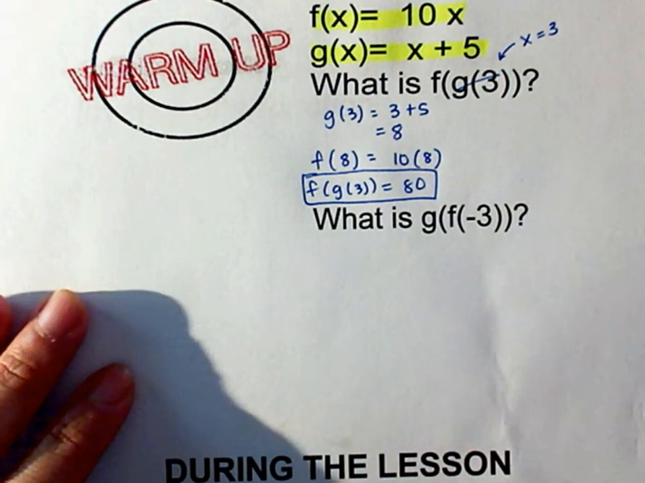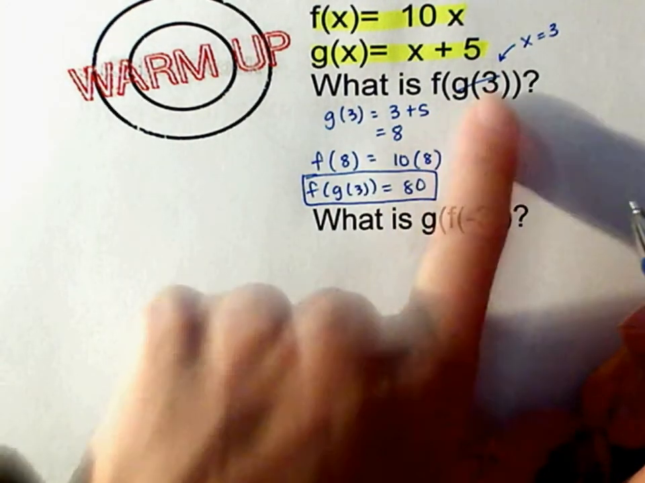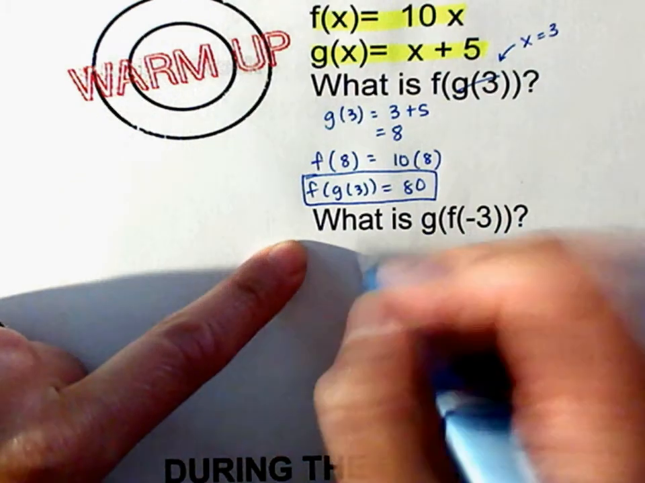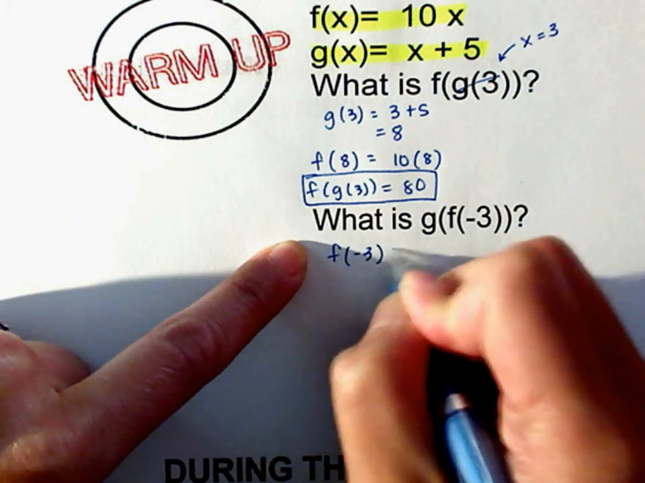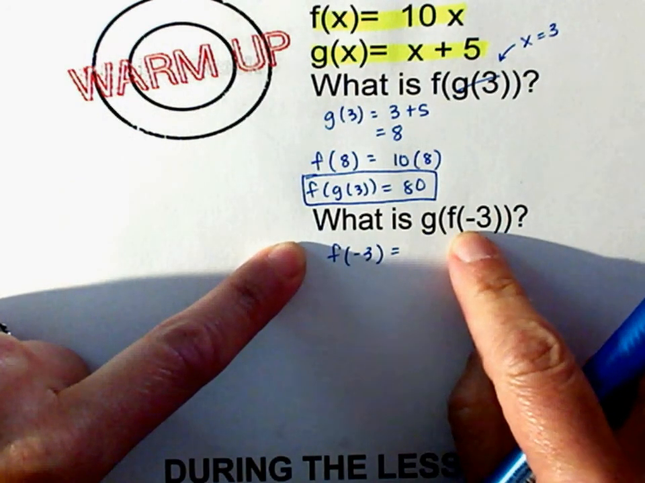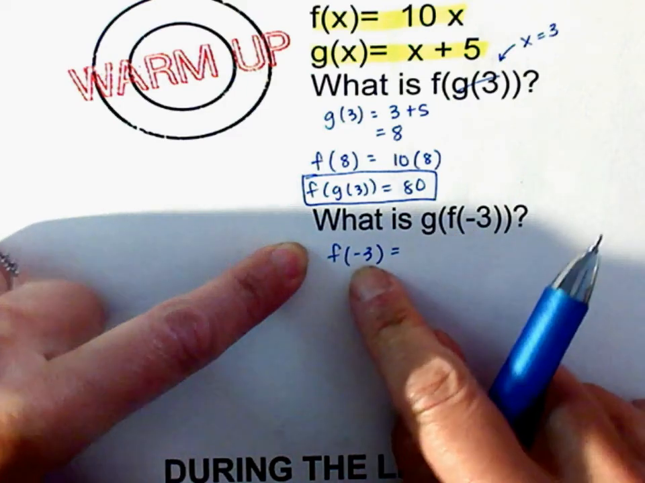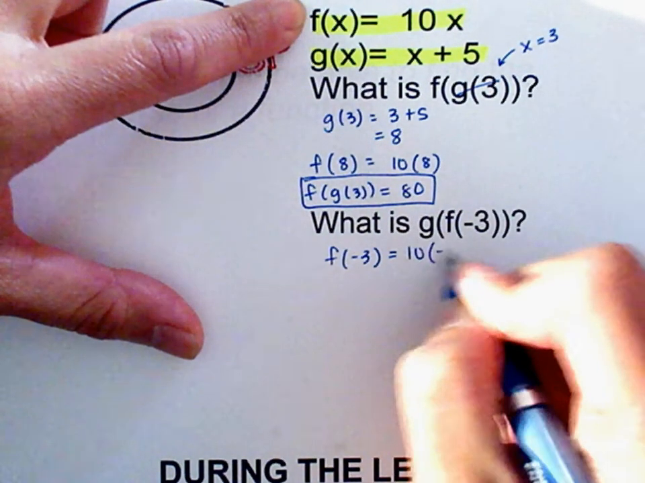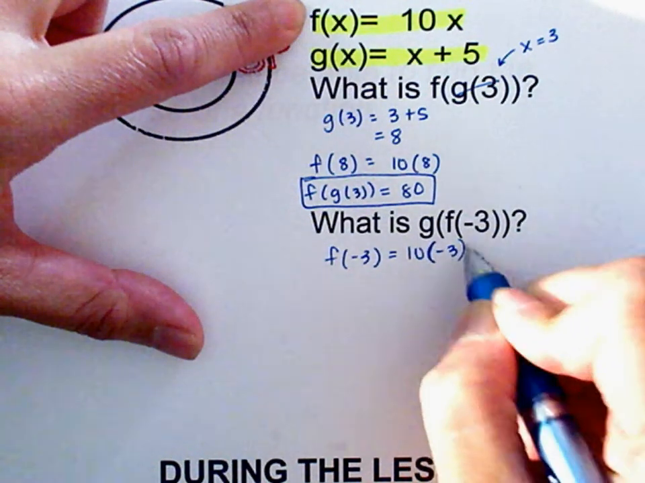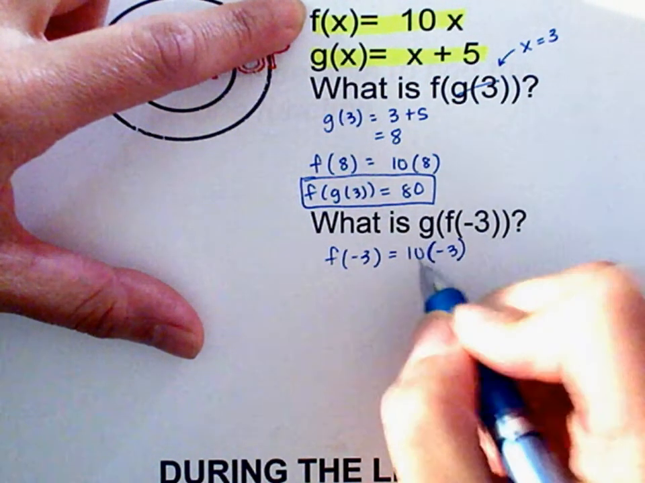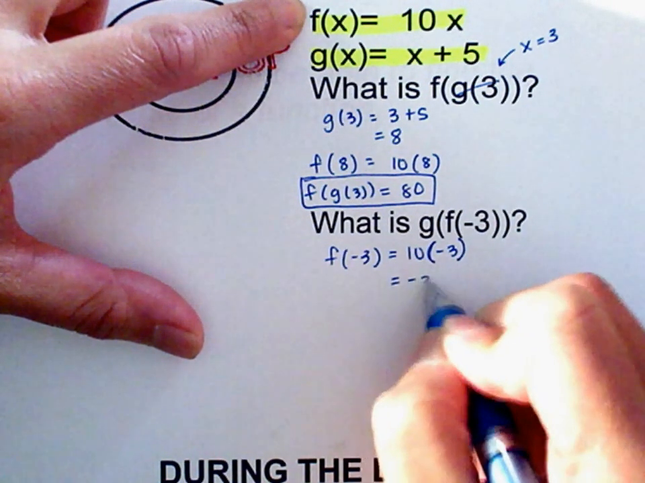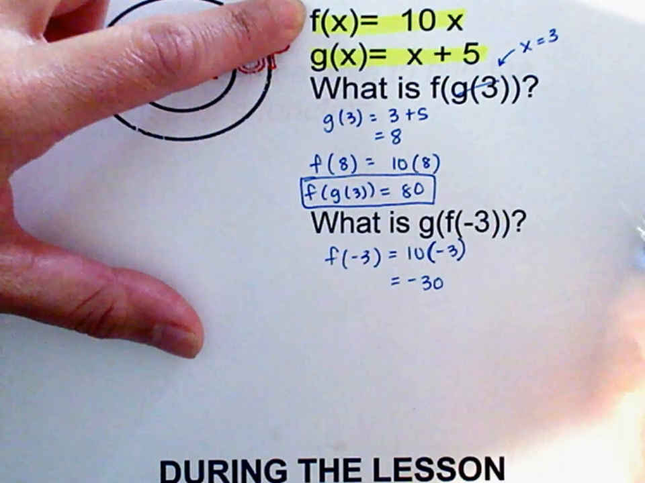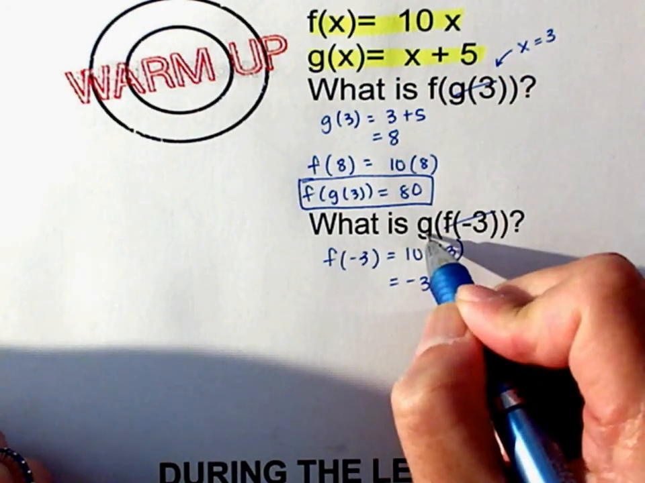Next one says, what is g of f of negative 3? So we flip-flop these two, and I got a negative this time. So we're going to start off with the f function, inside out. Wherever I see x, I'm going to put a negative 3. So here's my f function. So 10 times negative 3. Notice I have a parenthesis that tells me multiplication. 10 times negative 3 is negative 30.